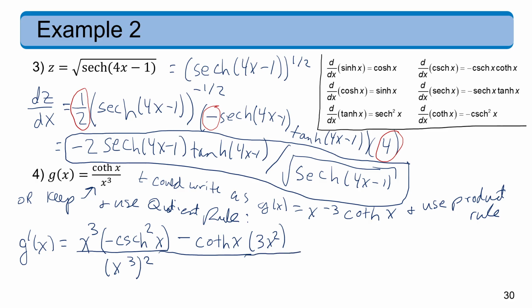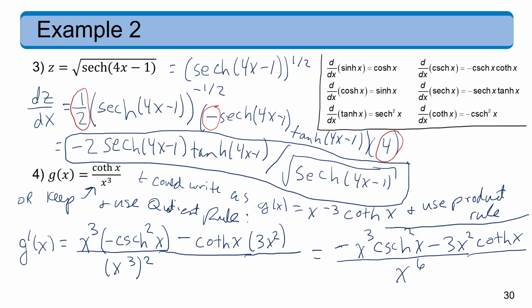Now there's a couple things we could do to make this look nicer. We'll do one step of simplifying. So the denominator is x to the 6th. Now in the numerator, the first term, it would look better to put that negative out in front. So negative x cubed hyperbolic cosecant squared. And then on the second term in the numerator, it would look better to put the 3x squared in front. And that's times hyperbolic cotangent of x. And then we've got our derivative here.